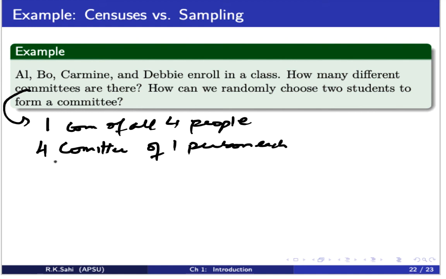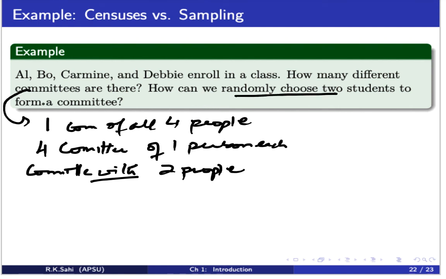or I can have a committee of 2 people, or a committee with 3 people. So how many committees can I have? Let's look at the next question. It says, how can we randomly choose 2 students to form a committee? In other words, if I want to form a committee with 2 people, and remember there's no replacement. Once you go on a committee, you're done. So a committee with 2 people.